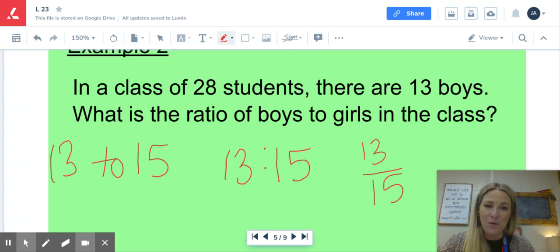So here we go. They told us 13 boys. They've asked for boys to girls, meaning boys number first. We have 13 to 15. I got the number 15 by taking 28 students minus 13 boys. It gave me 15 remaining girls. So 13 to 15 like this, 13 to 15 with a colon, and then 13 to 15 like a fraction.